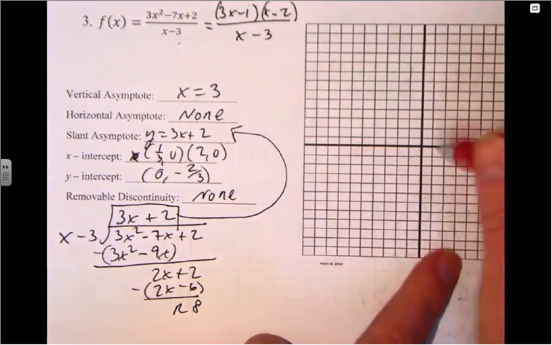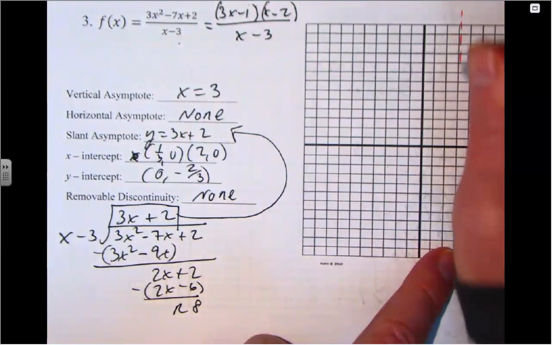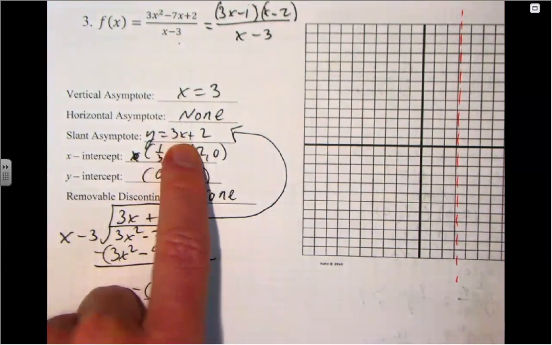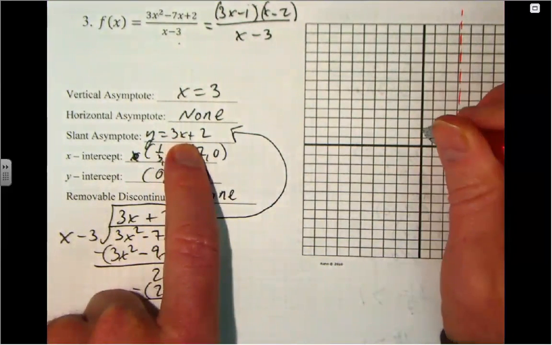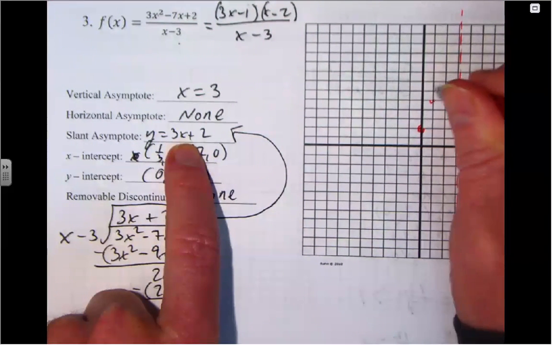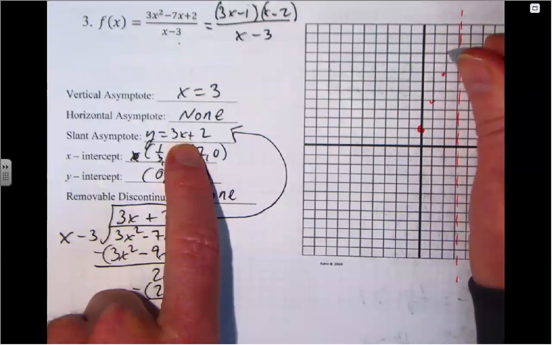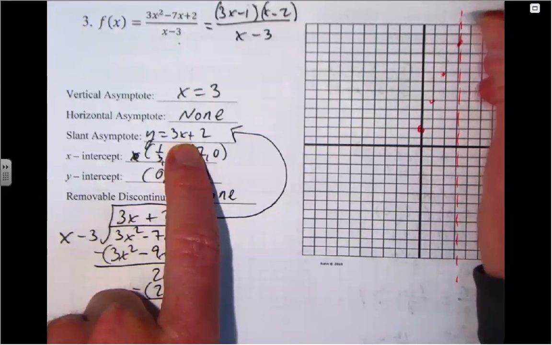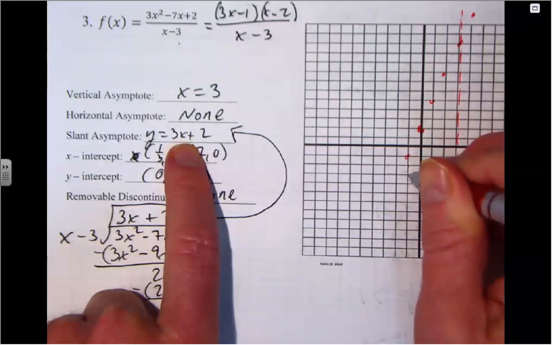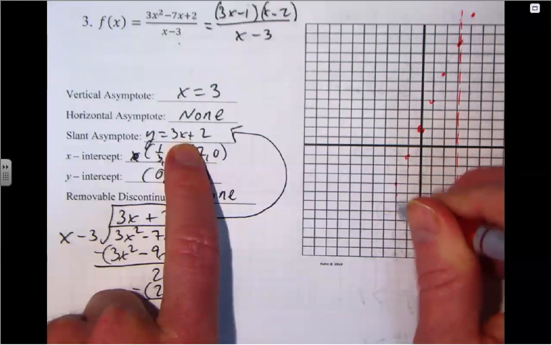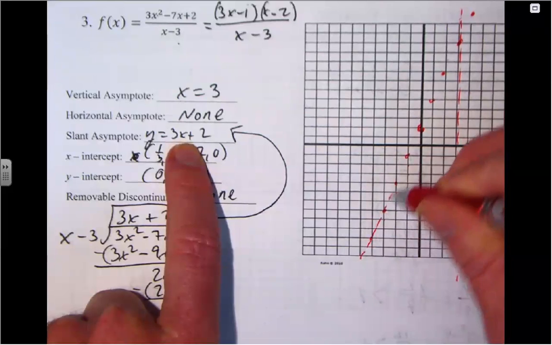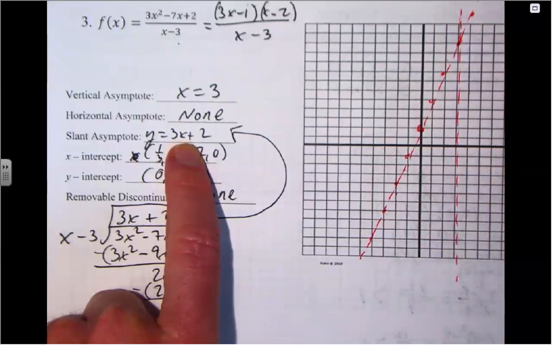Start graphing. 1, 2, 3. Slant asymptote, 3x plus 2. Don't forget your algebra 1 skills. Y-intercept of 2, up 3 over 1, up 3 over 1, up 3 over 1, up 3 over 1. Not too far off the graph. You can go backwards if you want to. There's that.